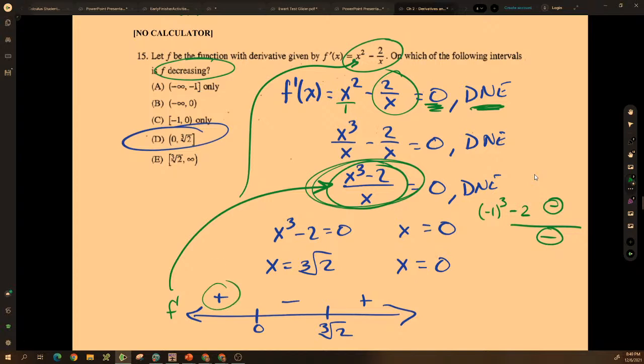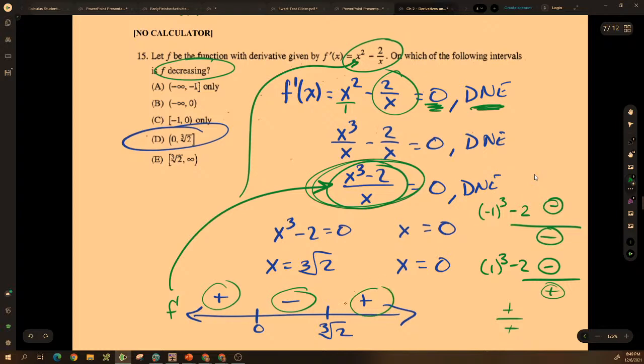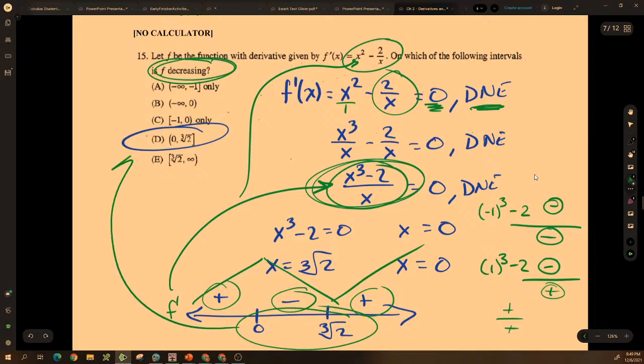Likely, this is just going to switch signs each time, but we can double check. If I plugged in 1, right, 1 cubed minus 2 is negative, over 1 is positive. Negative over positive gave me a negative. And then if I plug in, say, 10, 10 cubed is 1,000 minus 2 is positive, over 10 is positive, so I get positive. So this would be increasing, decreasing, then increasing. So where is this decreasing? That's between 0 and the cube root of 2, which is choice D.